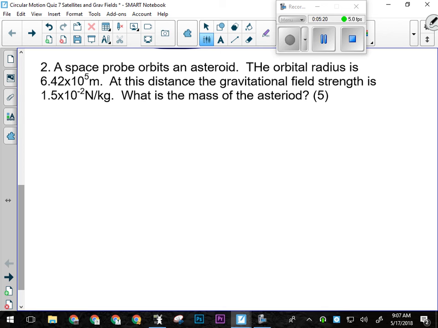And for number 2, we have a space probe that's orbiting an asteroid. The orbital radius is 6.42 times 10 to the 5 meters. At this distance, the gravitational field strength is 1.5 times 10 to the negative 2 newtons per kilogram, which, as you learned the other day, is also the same as meters per second squared.